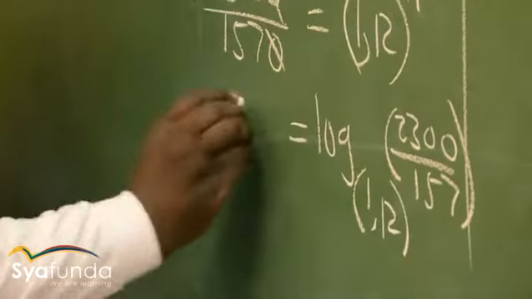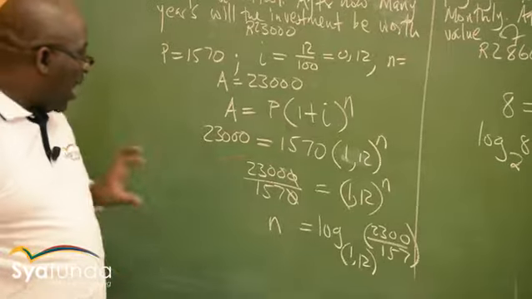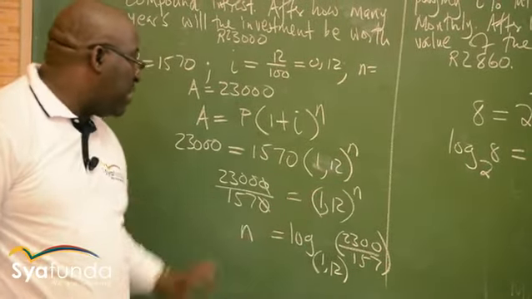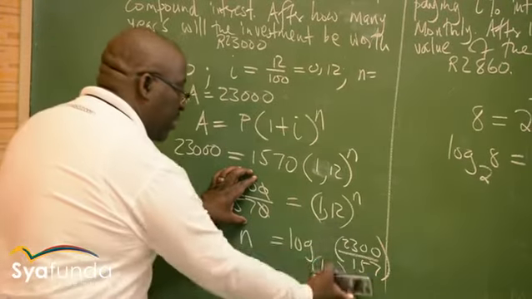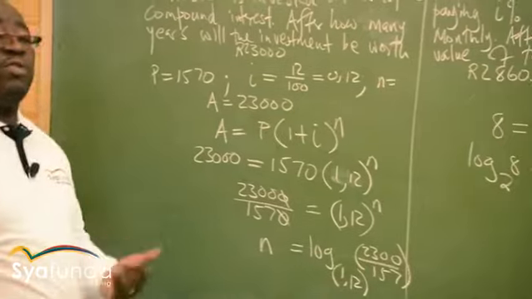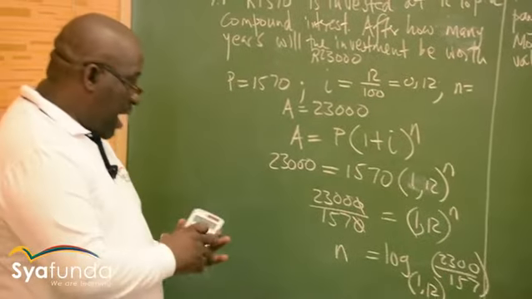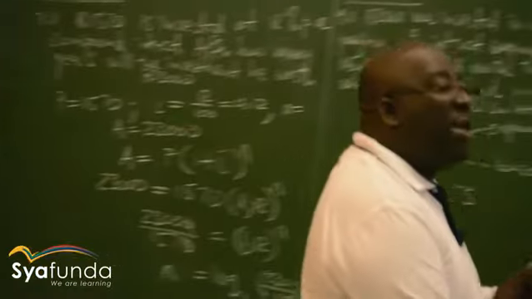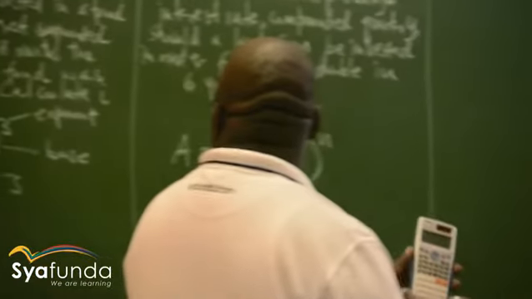A log of this number to this base will be equal to N. So our N will be this one. A log of this number, which is this one in this particular case, at this base will be the value of N. That's how you define your logs. From here, you go straight to your calculator. You punch it correctly. Let's look at what we have there.